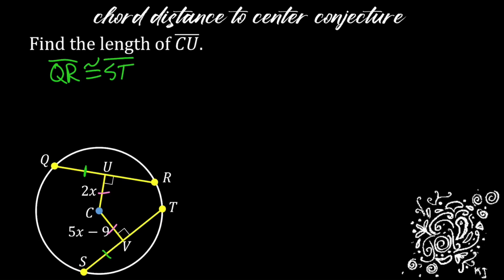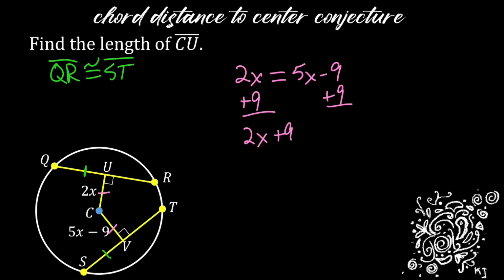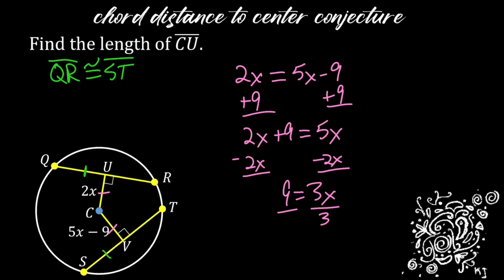So we can write an equation, 2x is equal to 5x minus 9, and solving for x, I'm going to add 9 to both sides, get 2x plus 9 is equal to 5x. Subtracting 2x from both sides, we get 9 is equal to 3x. Finishing this up by dividing by 3, we get x is equal to 3 units.